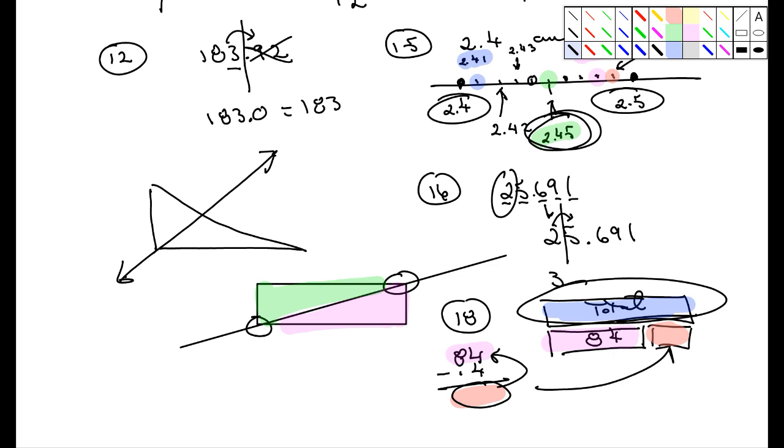Okay, this video is getting kind of long here. 19. I think you could do 19. 20. I think you could do 20 also. That doesn't look particularly hard. And 21, find two numbers that round to 15.5 when rounded to the nearest tenth.